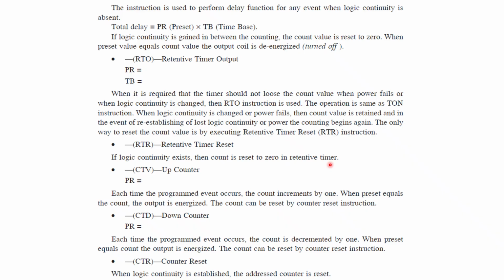Next, moving to the counters. There are up counters and down counters. Similar to a timer, the up counter keeps on increasing, incrementing the counter value by 1, and similarly the down counter keeps on decrementing the count value by 1. This is CTU, and the other one is CTD, which represent the up and down counter. Here also we have a preset value, that is PR.